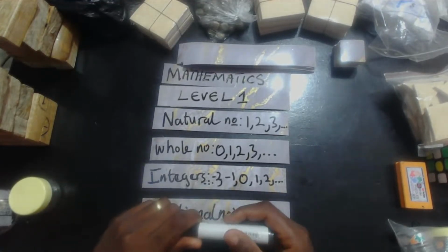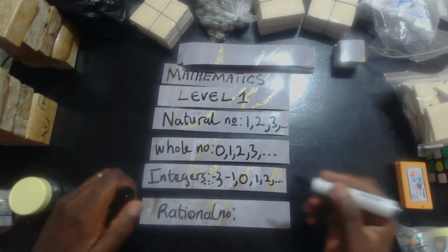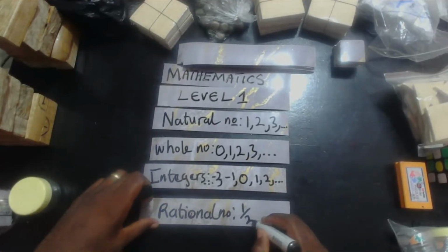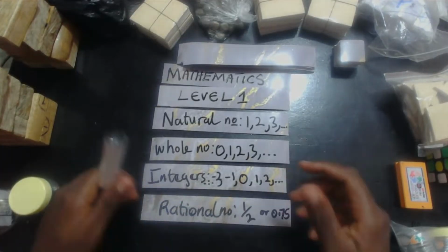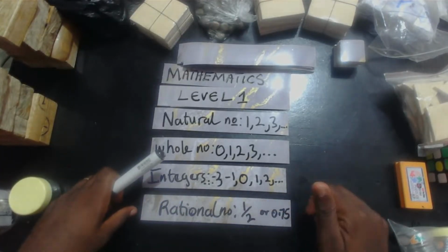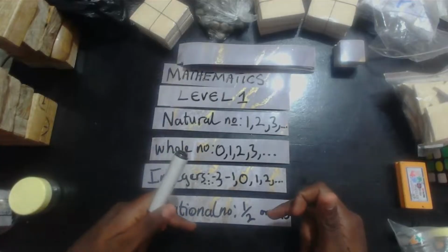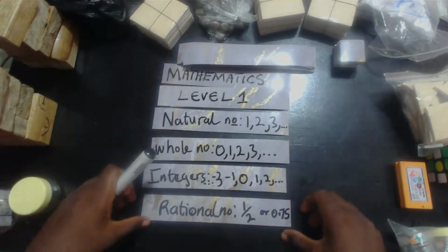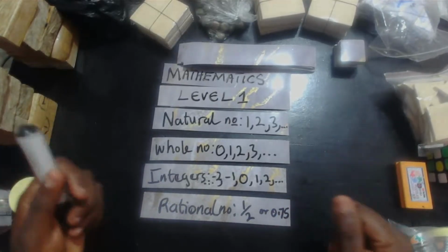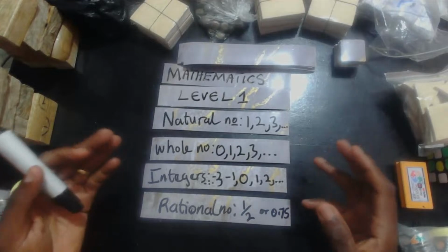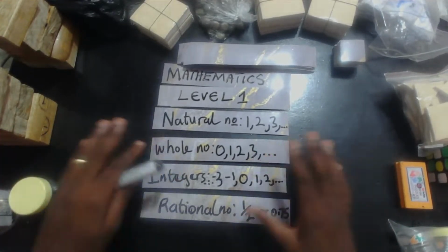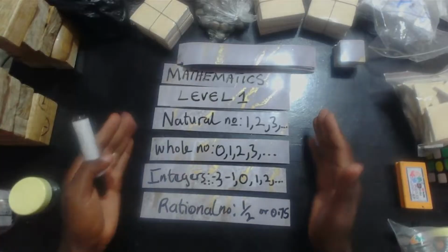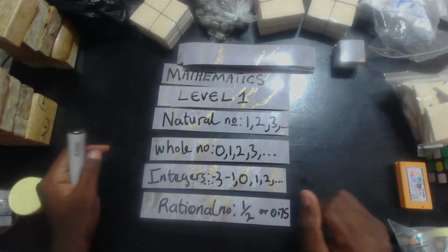Now we recall rational numbers. Rational numbers, example 1 on 2, or simply put 0.75. These are rational numbers because you can write them as ratios. Yes. So there is a last set of numbers which are irrational numbers. Well, they are complex numbers. We'll look more at them later. But for now, level one, recall is done.